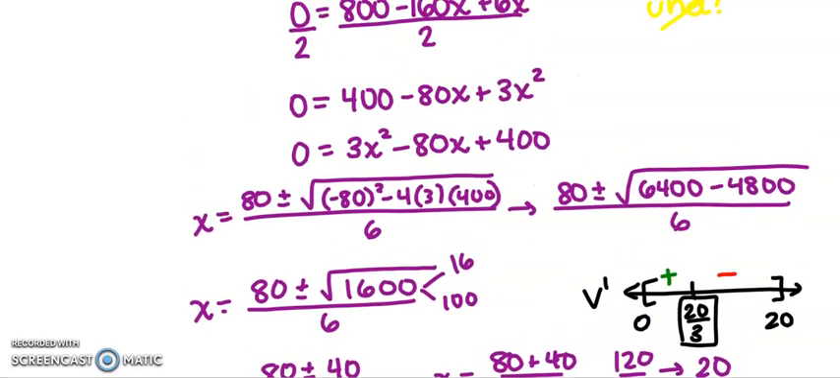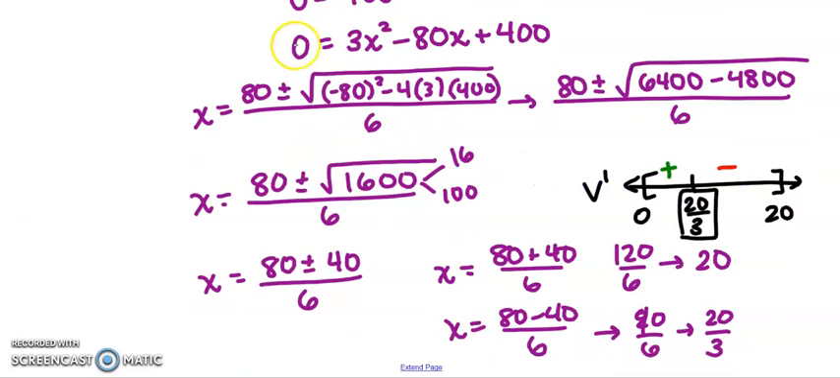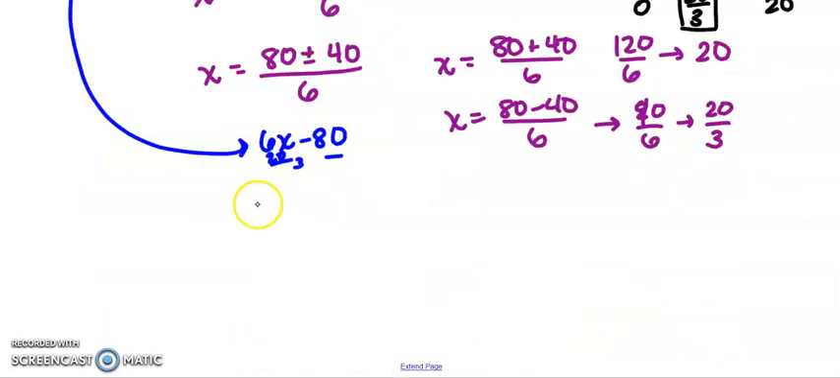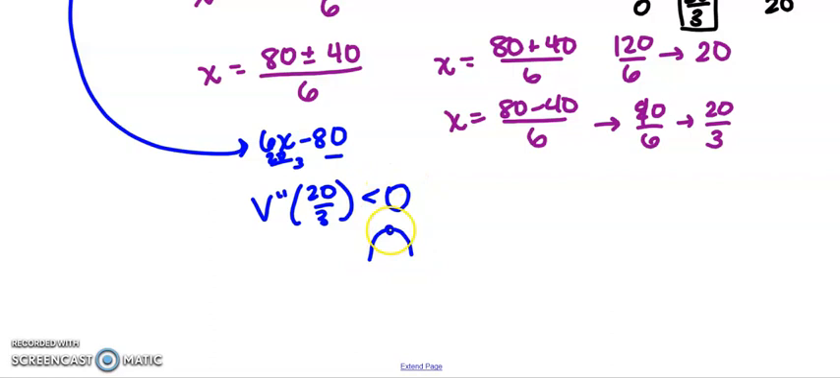The other option would be to use the second derivative. So my derivative was here, so I could take the second derivative, 6x minus 80. When I sub in 20/3, I end up with 40 minus 80, which is a negative number. So the second derivative, the double prime at 20/3 ends up being less than 0, which means my graph was concave down, and there is, in fact, a maximum.